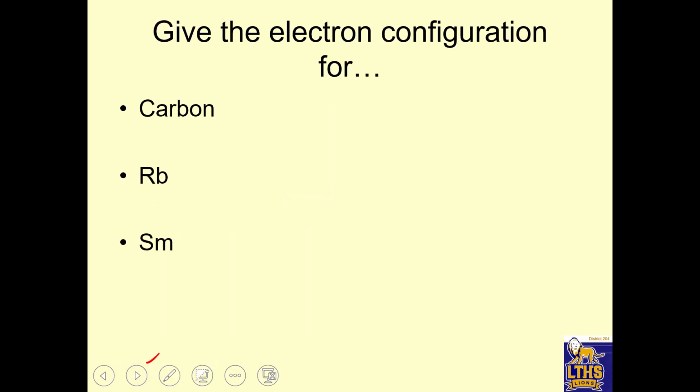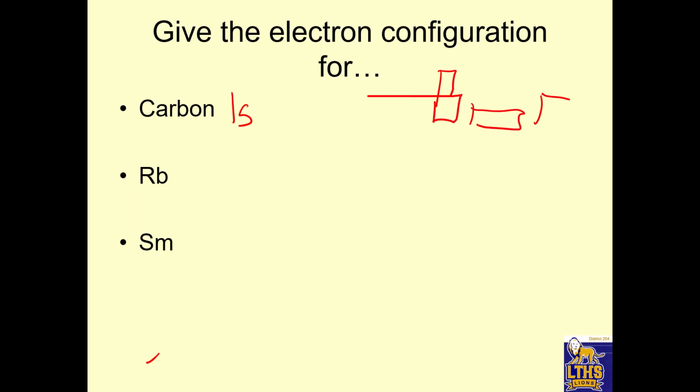Give the electron configuration for carbon. I'm looking at the periodic table. Look at your periodic table. On the first row, I have these two: 1s2. Then I'm going to keep moving across the periodic table. If you're not looking at your periodic table, you're trying to fail.